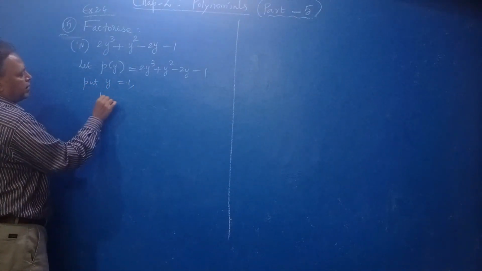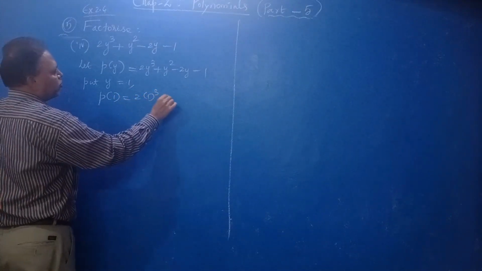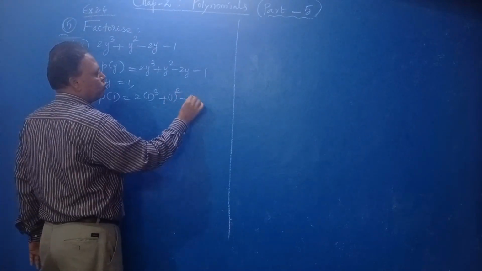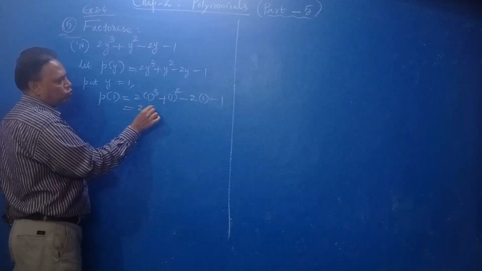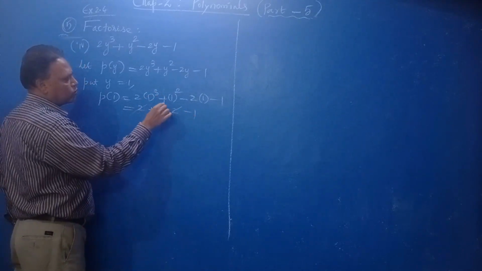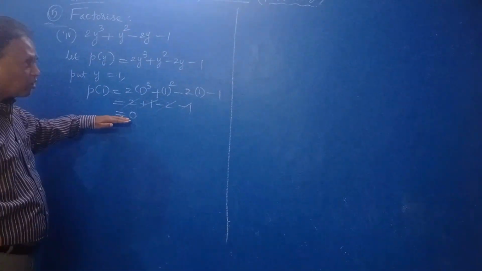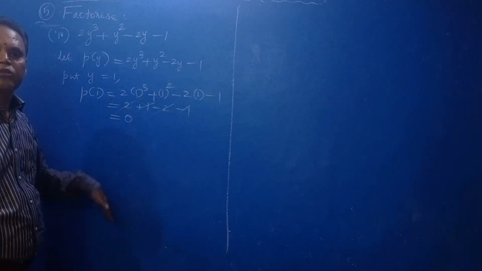You see what happens: 2 into 1 cube plus 1 square minus 2 into 1 minus 1. Right? 1 cube is 1, so 2 plus 1 minus 2 minus 1, which is 1 plus 1 minus 1 equal to 0. Correctly coming. Sometimes if it is not equal to 0, you put another number. Put minus 1. Clear? Again if not equal to 0, you put 2.